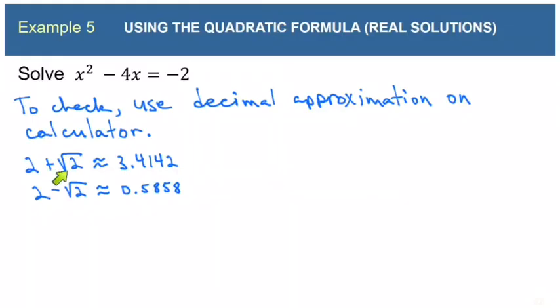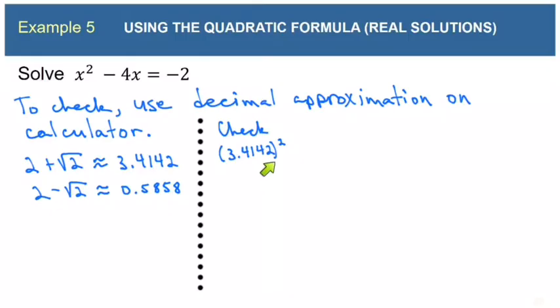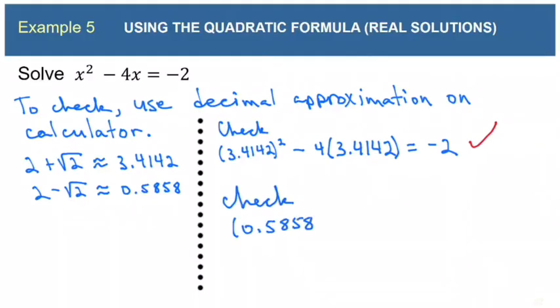So the first one I'm going to check is the 2 plus square root of 2. I'm going to put 3.4142 in place of each of these x's. So I'll have 3.4142 squared minus 4 times 3.4142. And when I put that in the calculator, I should see that it comes up very, very close to negative 2. And now do the same thing for the other one. So 0.5858 squared minus 4 times 0.5858, and that also should come up very close to negative 2.